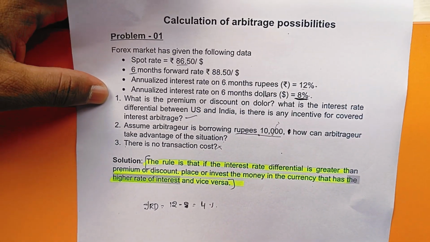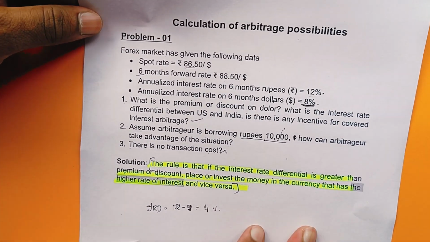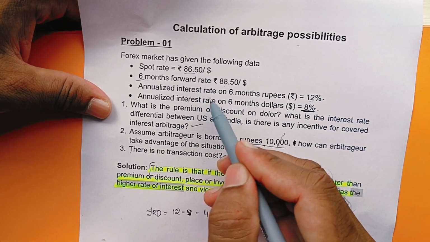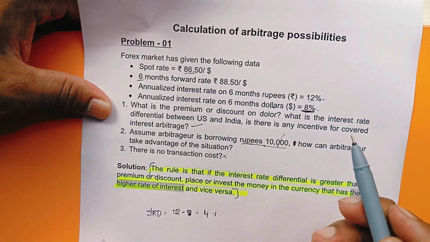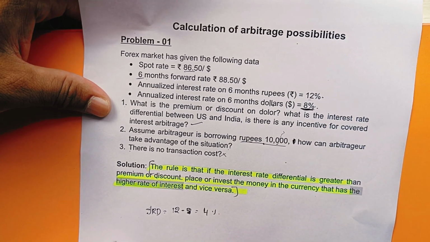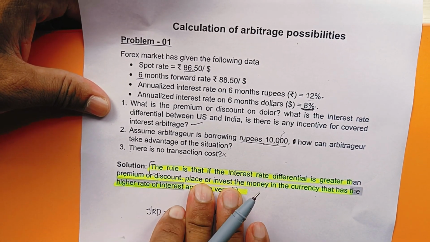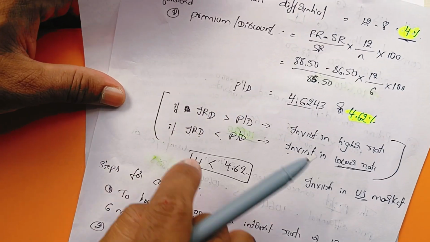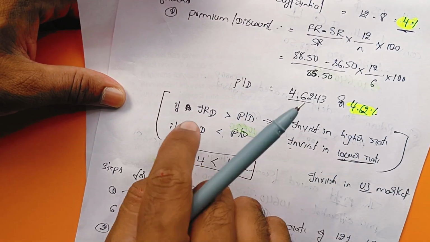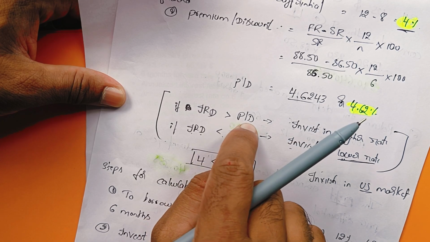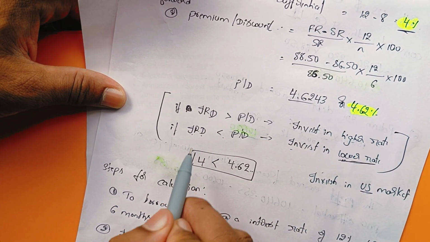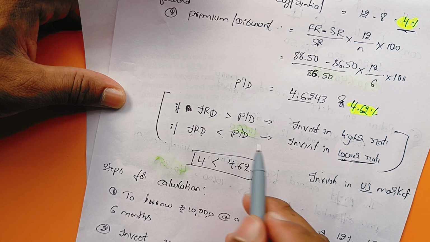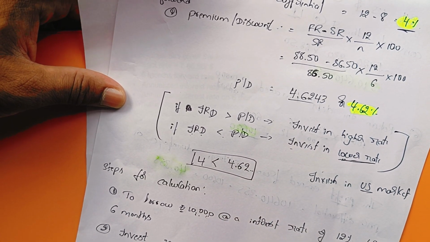Once again I will repeat, this is an important question. Once this question is asked, the spot rate will be given, the forward rate will be given, and the interest rates of both countries' currencies will be given. Then the first step is taking this rule. What is the rule? If the interest rate differential is greater than the premium or discount, then invest in the higher rate market. If the interest rate differential is lesser than the premium or discount, then invest in the lower rate. That is the first thing.